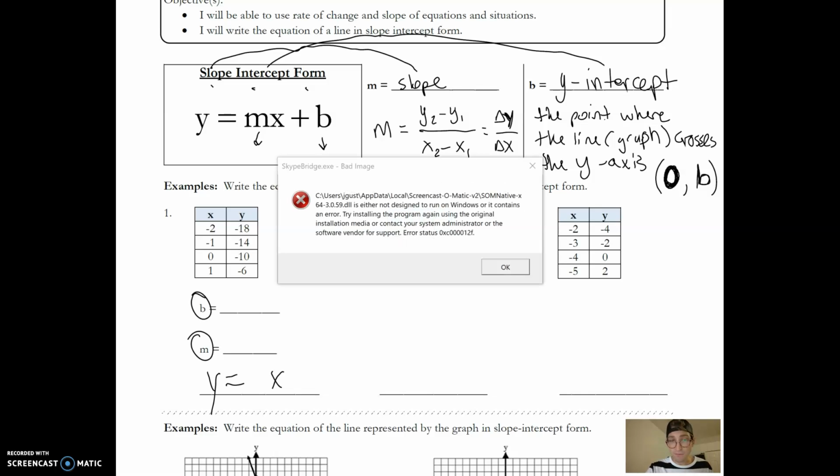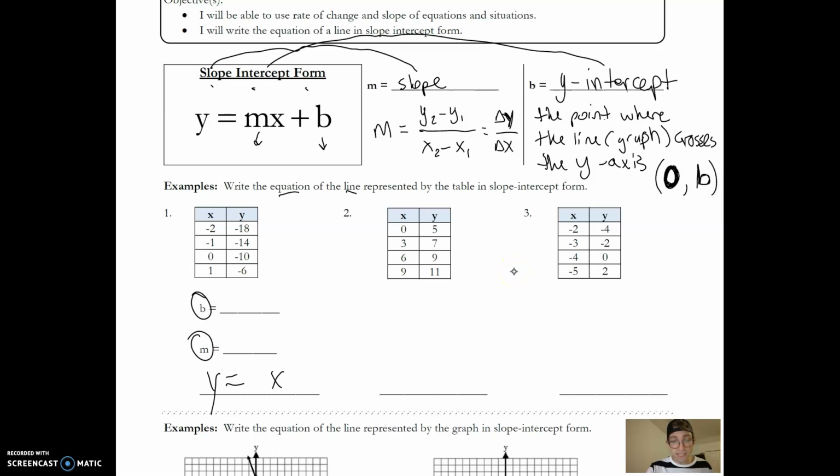Looking at the table, I'm asking you to find b first, our y-intercept. Now, how do we find this from a table and not a picture? I want you to go back up here where we were talking about b, and I want you to look at that point, 0 comma b. If the x-coordinate is 0, you know what the y-intercept is. So looking at our table, I'm highlighting it right here. There's where our x-coordinate is 0. Our y-coordinate is negative 10. That is what tells us our y-intercept, negative 10.